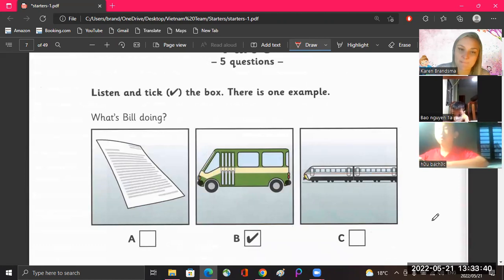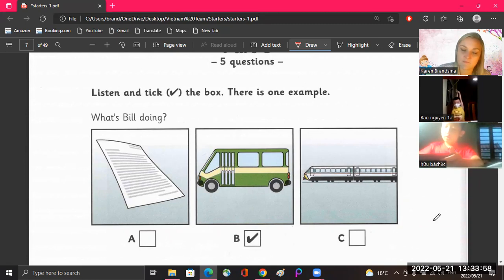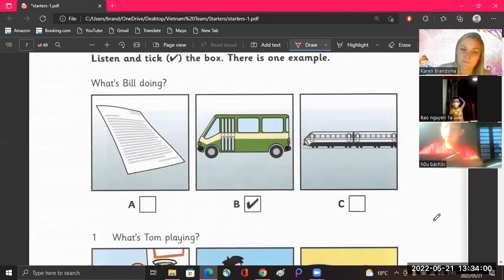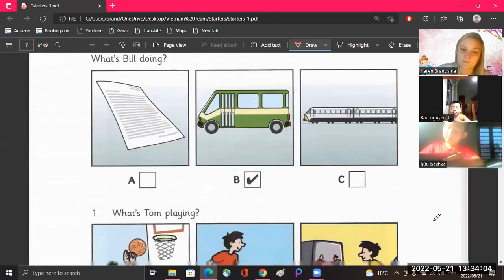What's Bill doing? Is Bill writing a letter? No, he isn't. He's drawing. Is he drawing a picture of a train? No, he isn't. He's drawing a picture of a bus. Can you see the tick? Now you listen and tick the box.